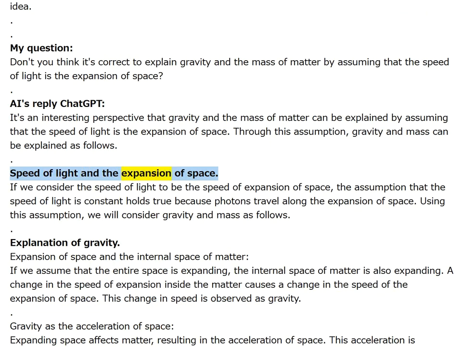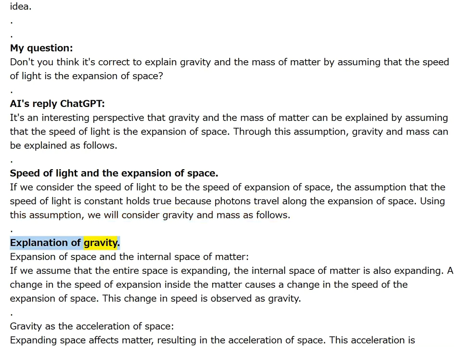Speed of light and the expansion of space. If we consider the speed of light to be the speed of expansion of space, the assumption that the speed of light is constant holds true because photons travel along the expansion of space. Using this assumption, we will consider gravity and mass as follows.